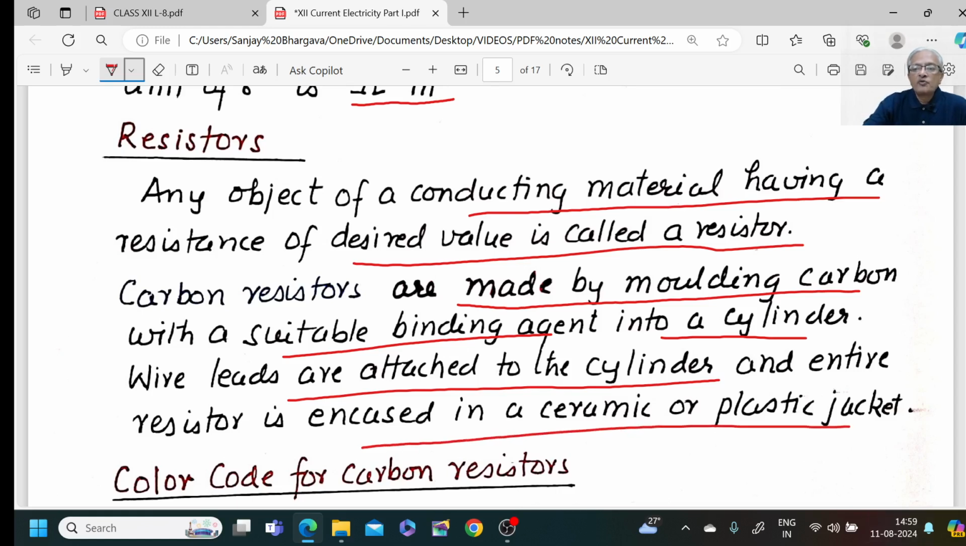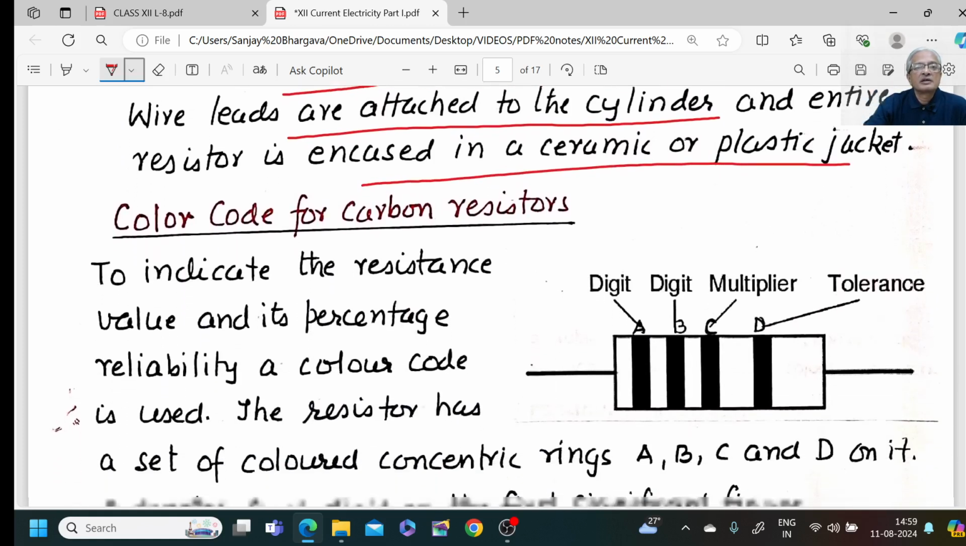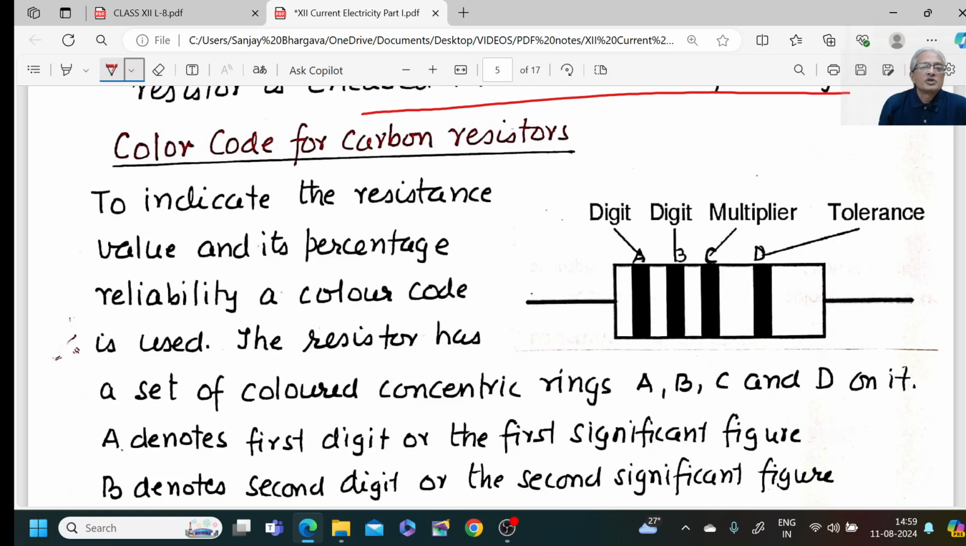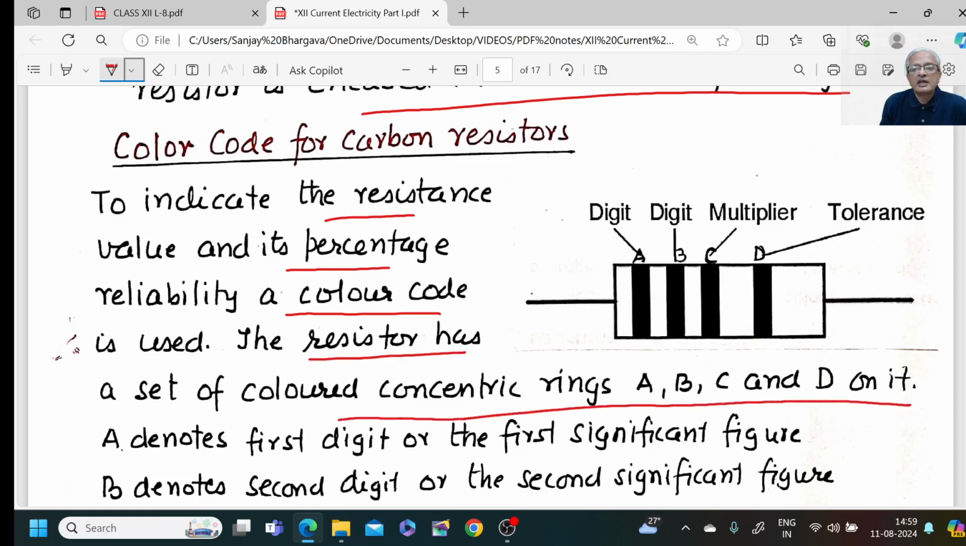Now, how do we measure the resistance of a resistor with the help of the color code? To indicate the resistance value and its percentage reliability, a color code is used. The resistor has a set of colored concentric rings A, B, C and D on it. Like here, we have the 4 rings A, B, C and D. The first ring denotes the first digit of the measurement, the second ring denotes the second digit, and the color of the third ring provides the multiplier, that is the power of 10 with which the 2 digits already found are to be multiplied.